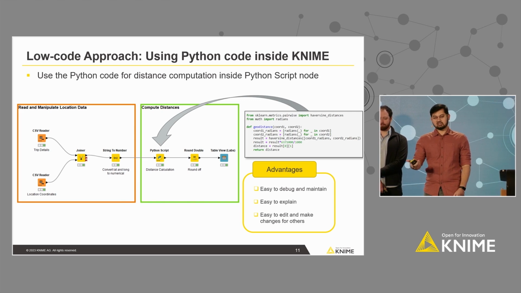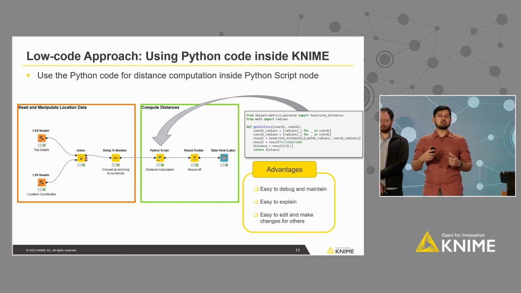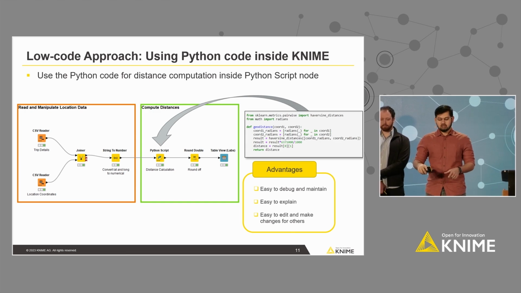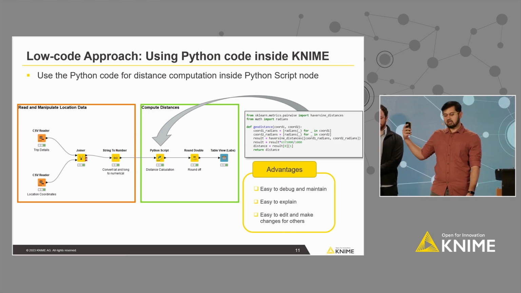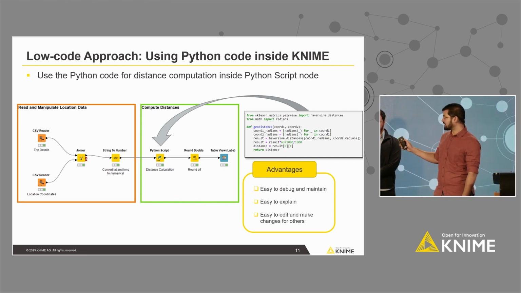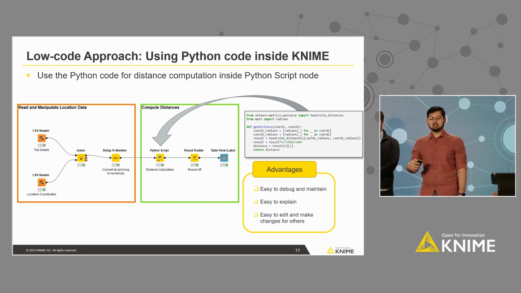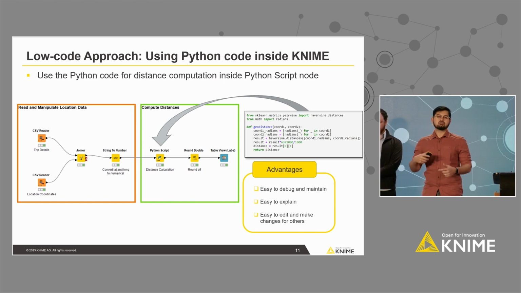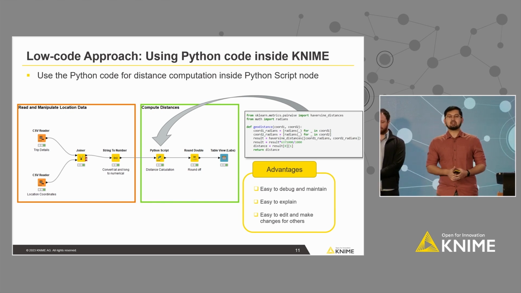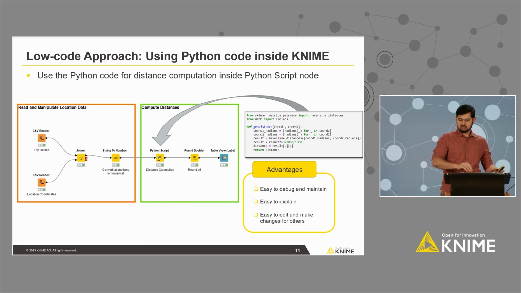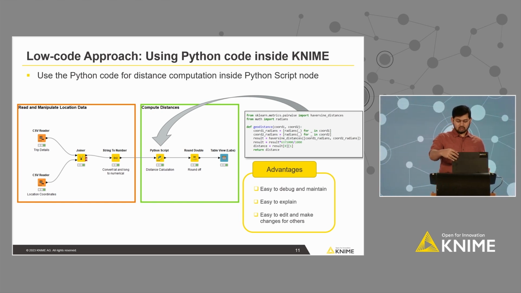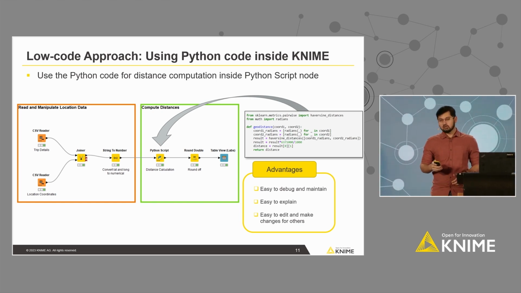Next, we have the Python Script node, which we just discussed, and the same piece of code that I had from the Jupyter notebook, I am plugging it here. And as you can see, I can compute the distances now in this Python Script node. Further, I have the Round node, which will round off these kilometers to the last 2 digits, and then the Table View. At this point, I'd like to move to the KNIME Analytics Platform to show you a demo of this workflow.